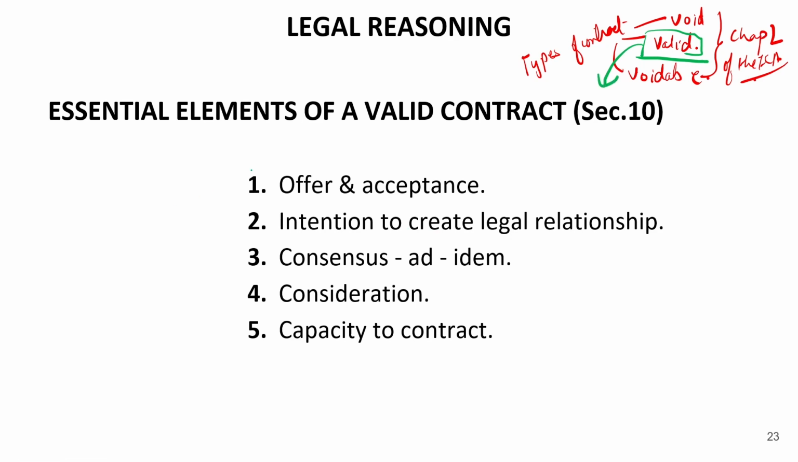As you can see on the screen, it says essential elements of a valid contract. We have talked about what the essential elements are. We have talked about offer. We have talked about acceptance. We have talked about intention. We have talked about consensus. Consensus means meeting of the same mind.